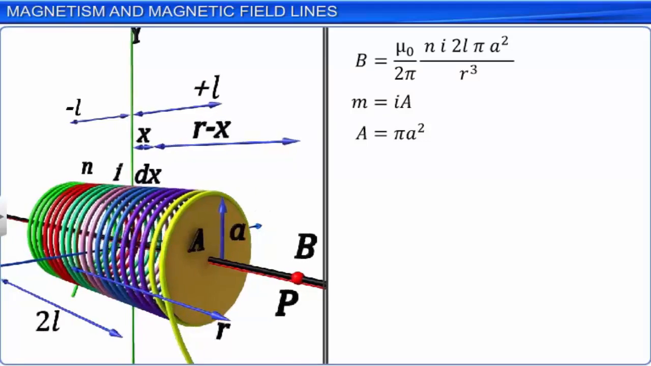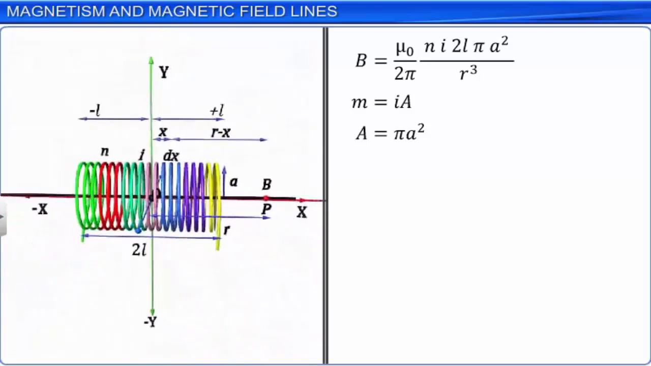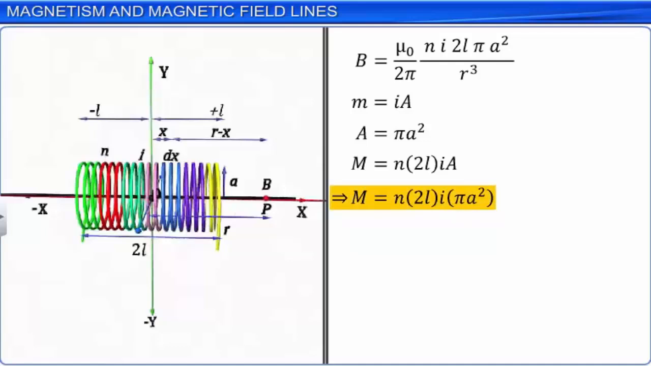Substituting M for the terms in the expression for magnetic induction B, we get the magnetic induction B is equal to μ0 by 2 pi into M by R cube. On multiplying the numerator and denominator with 2, we get the magnetic induction B is equal to μ0 by 4 pi into 2M by R cube.